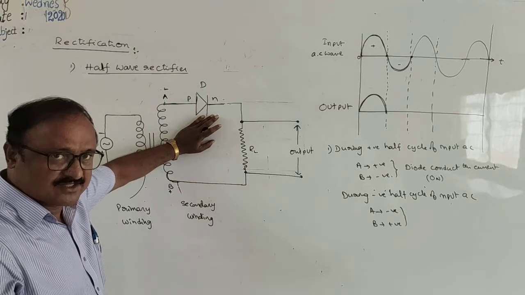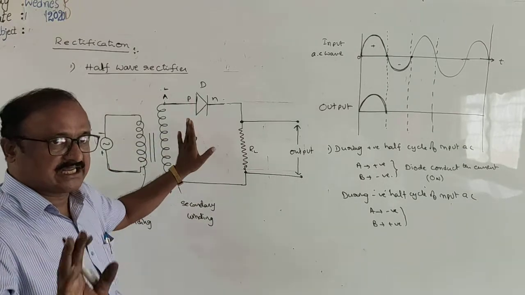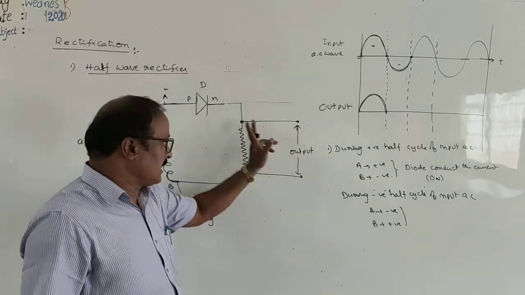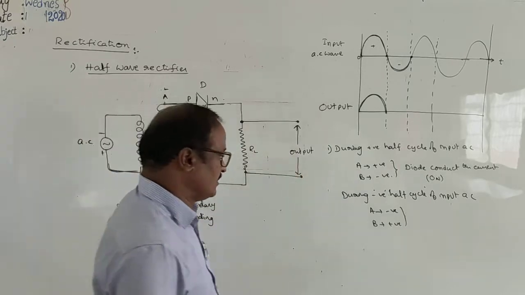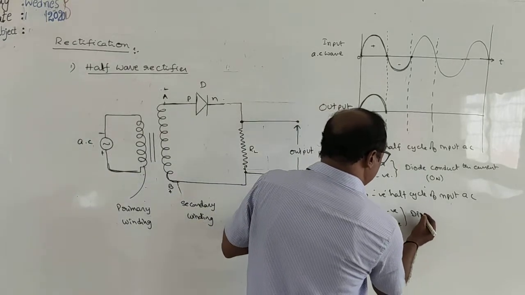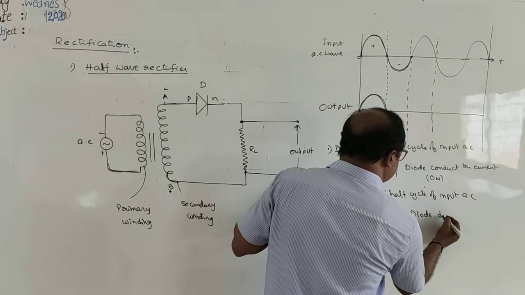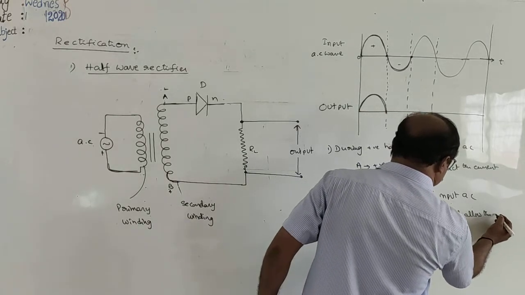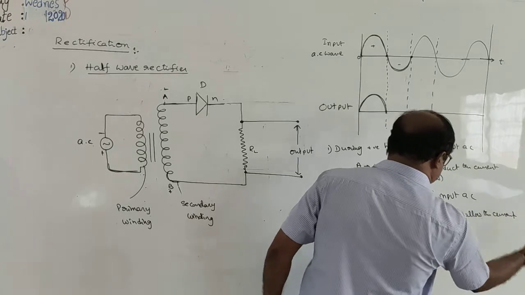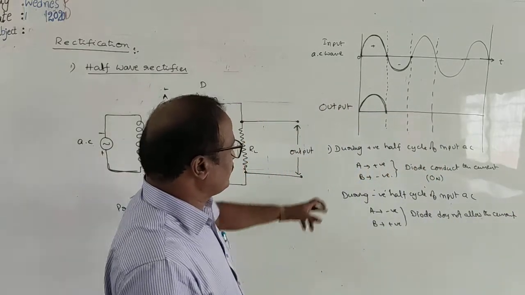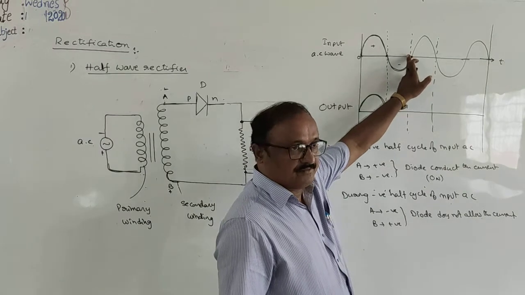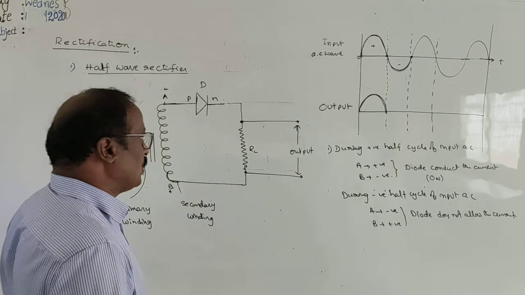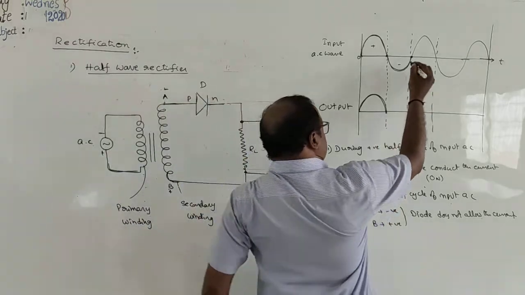In reverse bias, the diode does not conduct current, does not allow the current. That means the output is equal to 0. There is no current through the load resistance. Therefore, in this situation, the diode does not allow the current. Therefore, this negative half cycle cannot be taken to the output resistance. Right? Okay.